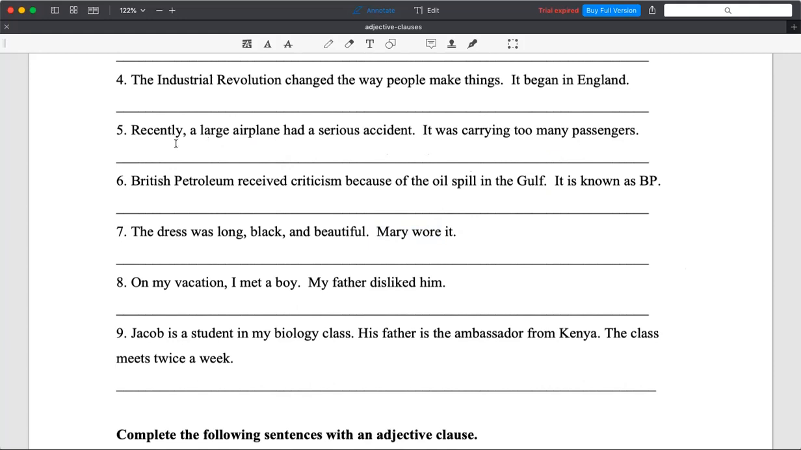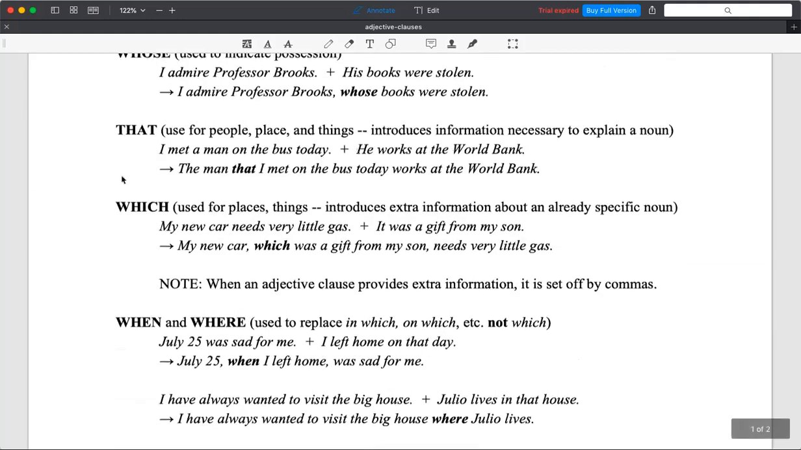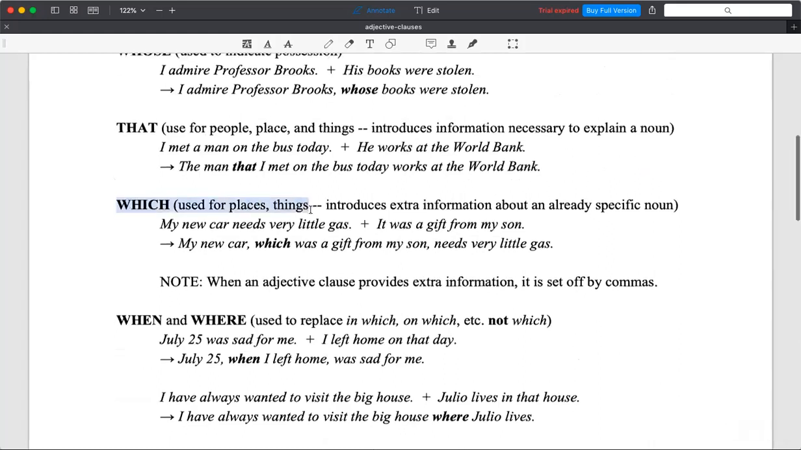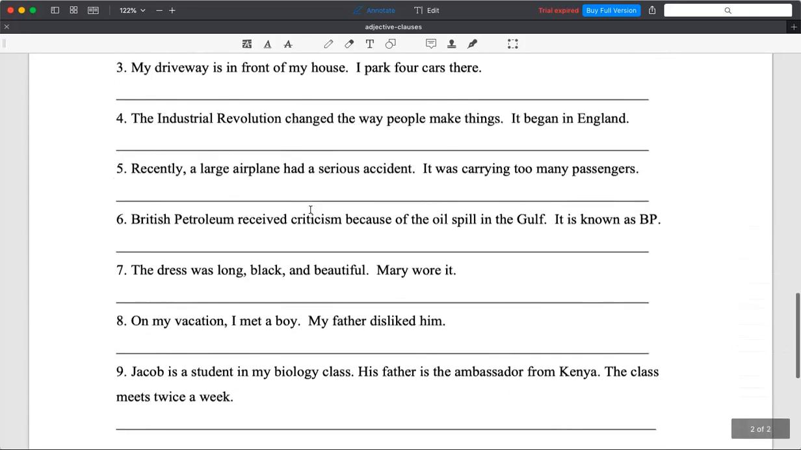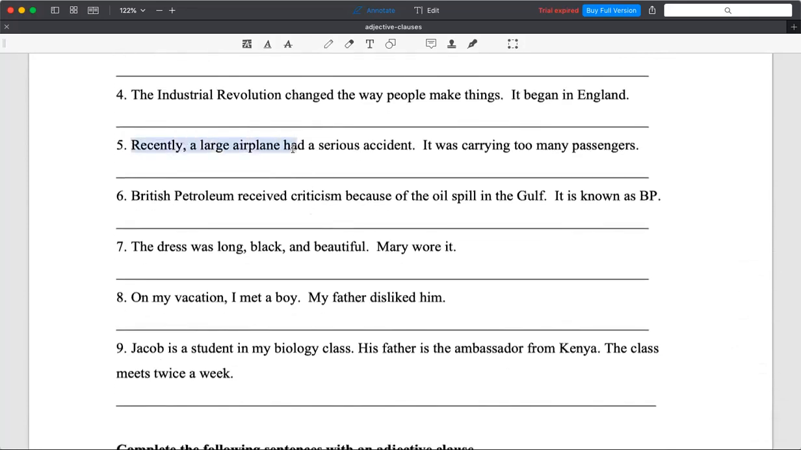So try again, Lucas. Recently, a large airplane, which was carrying too many passengers, had a serious accident. So the key is you change the second sentence and then put it right after the noun that is described by the second sentence. Pay attention. You need to change the subject with a pronoun that you learned. In this case, because it is an airplane, you can use which for things. So I would say, recently, a large airplane, which was carrying too many passengers, had a serious accident.